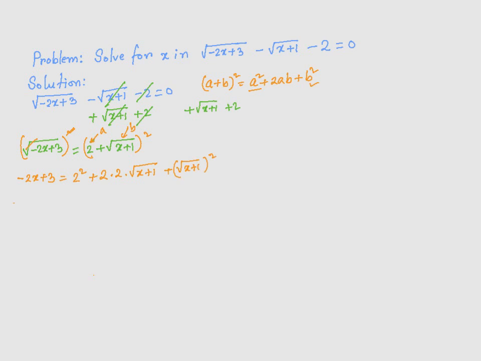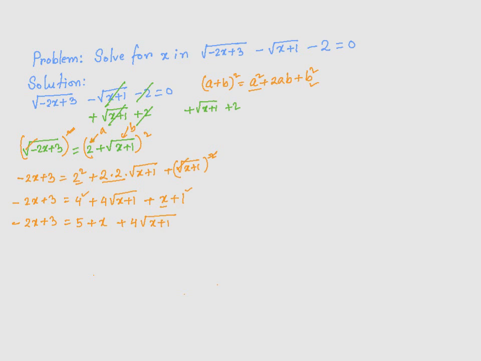Now let me go ahead and simplify it further. It's going to be negative 2x plus 3 is equal to 2 square is 4, then 2 times 2 is 4 times square root of x plus 1, plus this square and square root is going to cancel out. That's going to give me x plus 1. Now let me just simplify it further. Negative 2x plus 3 is equal to 4 plus 1 is 5, then this x, 5 plus x, then plus 4 times square root of x plus 1.